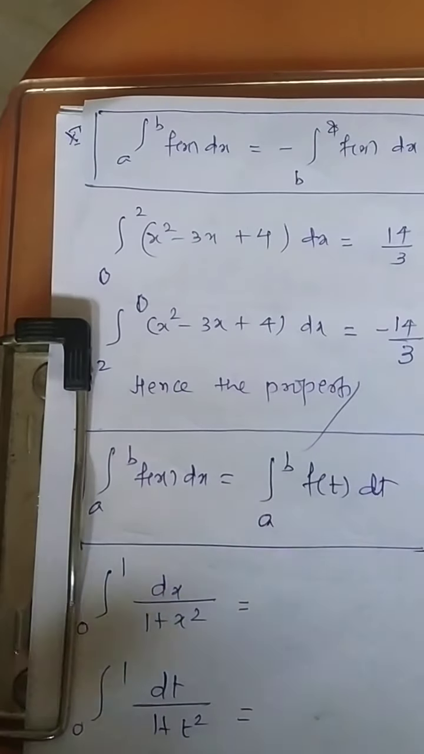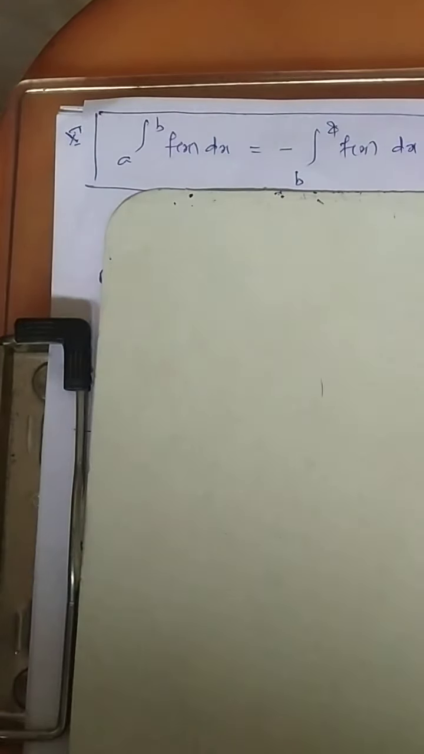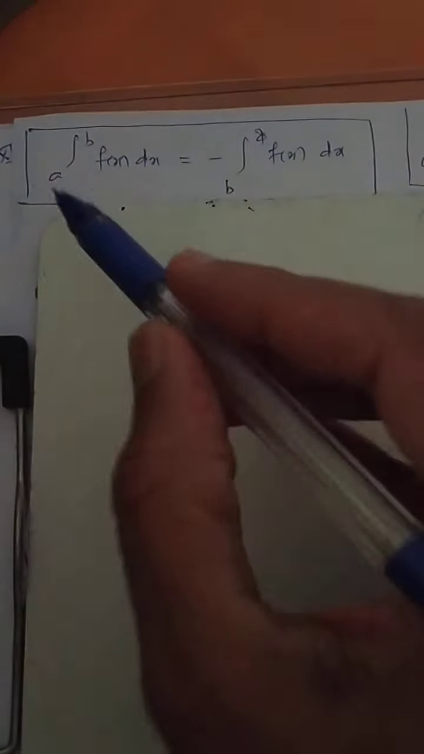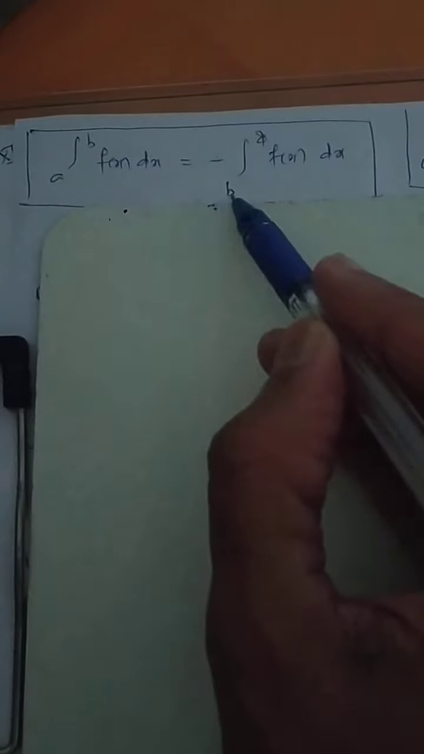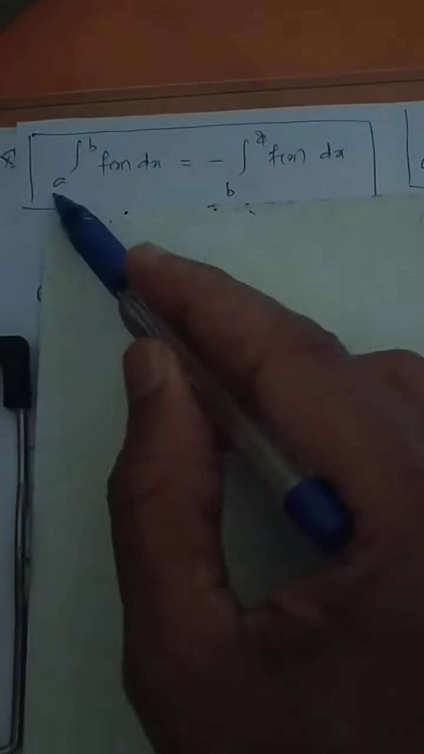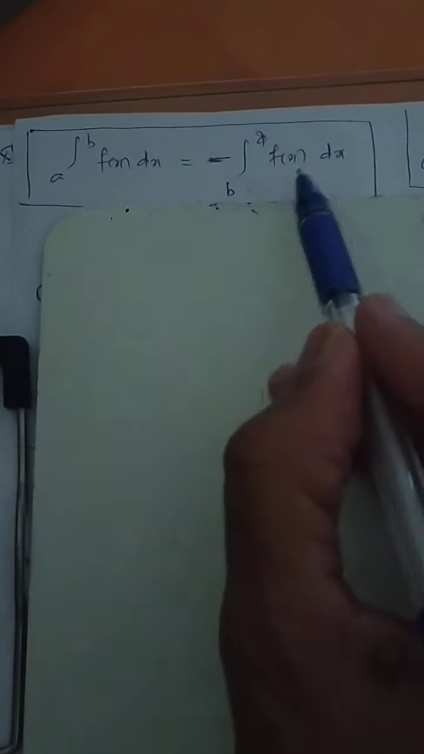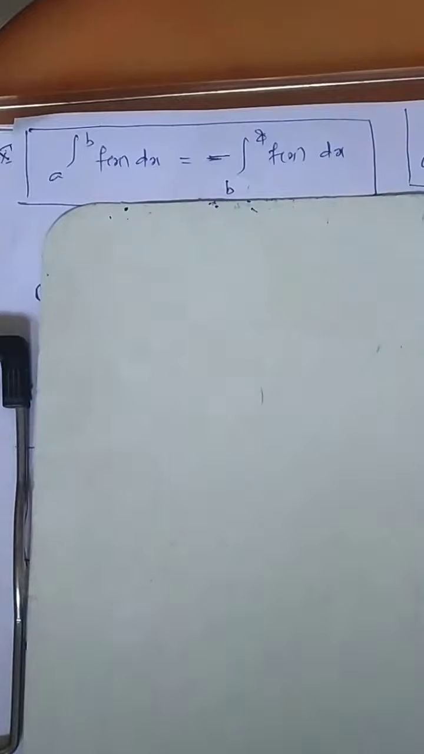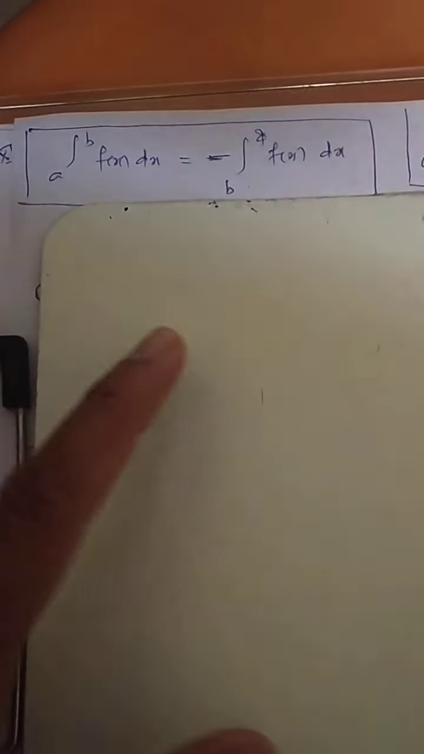Moving ahead, there are a few more properties which are to be understood. There is nothing like that also. If ∫ from a to b f(x) dx is there, then if you wish to interchange the limits, you can write a minus sign, b can come down and a can come up, ∫ from b to a f(x) dx. It is called change of limit. If you are changing the upper limit and lower limit, the integrals will be negative of each other.